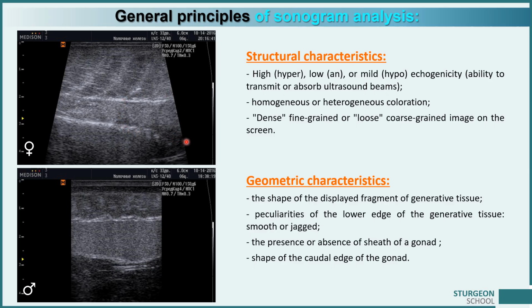Also on the presented echograms the geometrical differences of the displayed fragments of the gonad are clearly visible. First of all, this is the character of the lower edge of the generative tissue. On the upper sonogram it is jagged. On the lower sonogram it is a smooth line. And the last important criterion is the presence or absence of a sheath of the generative tissue of the gonad. In the lower image, we see a well-defined sheath along the entire length of the gonad, and in the upper image, the margin of generative tissue is free, without sheaths.